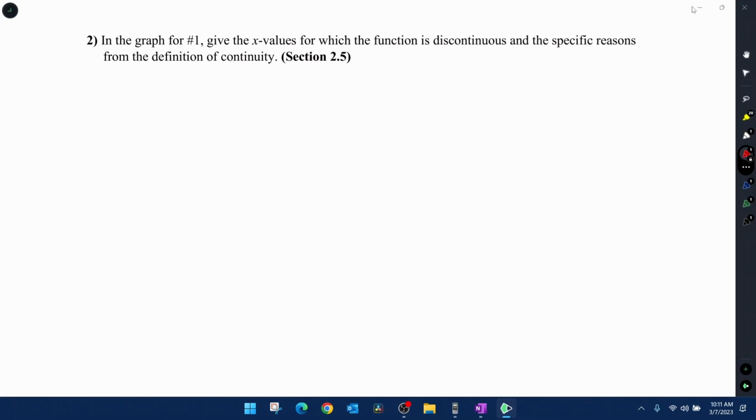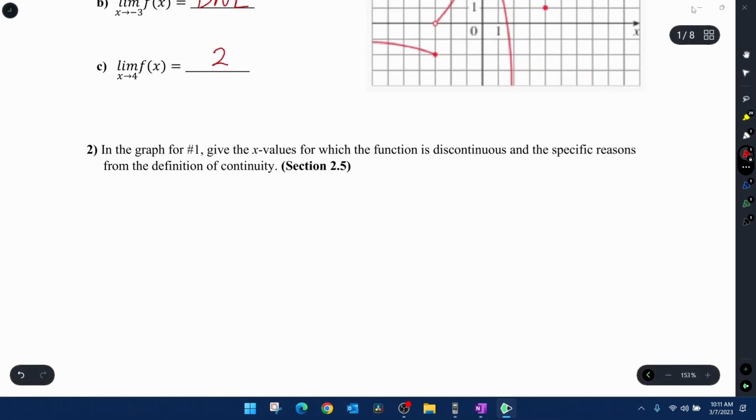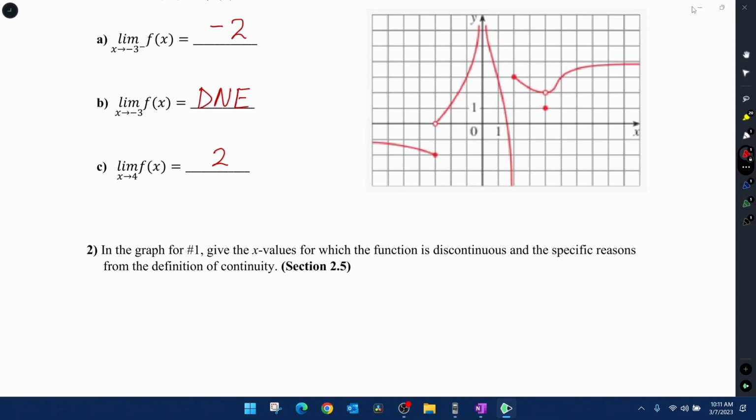Part 2, it says from the previous graph, give the x values for which the function is discontinuous. Okay, so let's look at that graph one more time. What would be the first x going from left to right where the graph is discontinuous? It does also say that you have to specify the reason from the definition of continuity. Now, do y'all remember there were 3 criteria for a function to be continuous? Remember, the limit had to exist, the function value has to exist, and then the limit value has to be the function value. So which one of those 3 criteria does this fail at?